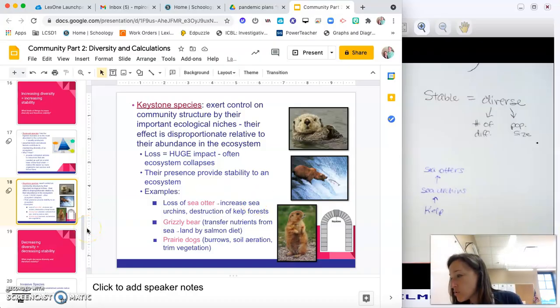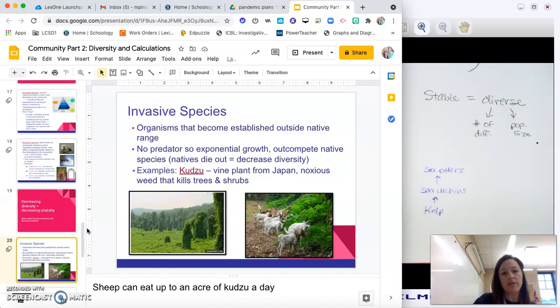The next one, I can define an invasive species. An invasive species is any species that becomes established outside of its native range. Now, if I take a South Carolina plant like a pansy, and I take it to the Sahara Desert and I plant it and it dies, that's not an invasive species because it did not become established. Invasive species are those that are introduced to a new area outside of their native range, and they become established, and they're able to survive and reproduce.